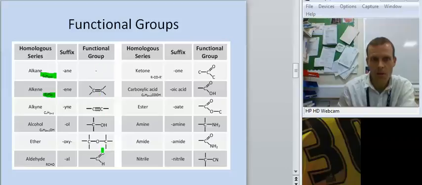These functional groups are characteristic of their homologous series, and they are the bit that does the interesting chemistry in the molecule. So alkanes, you'll see in the next topic, do free radical substitution and we can burn them, but there's not much going on. Whereas in an alkene, we've got that double bond, and that's going to be quite reactive for us. So there are the functional groups, and there are some suffixes that will help with the naming of compounds that include them.